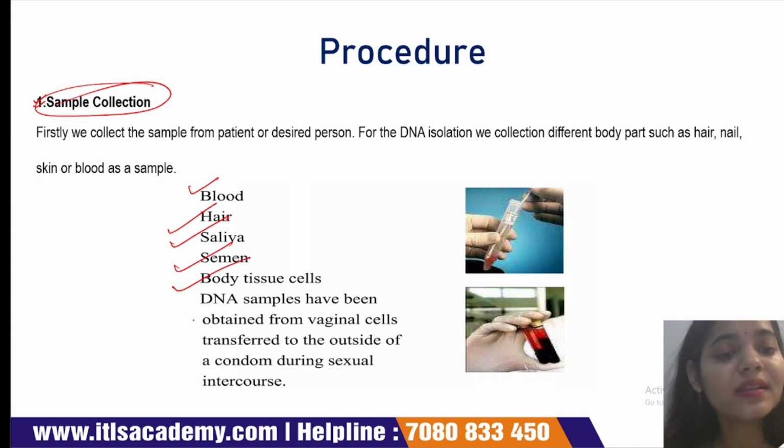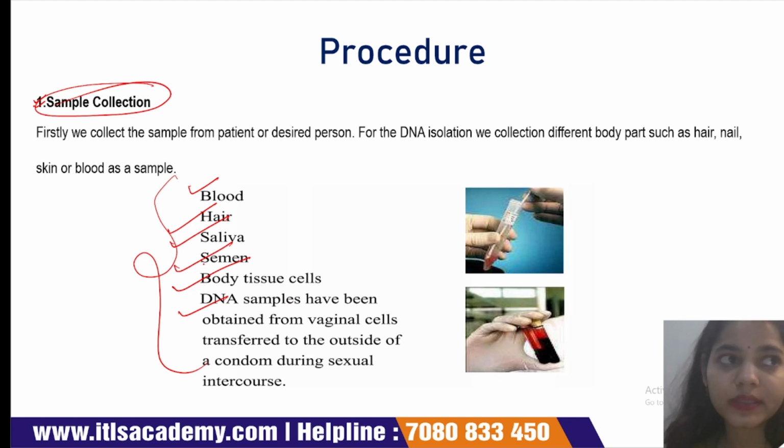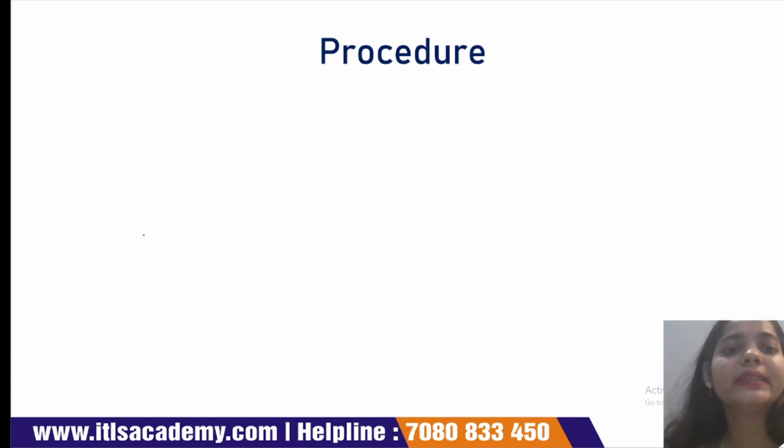DNA samples can be obtained from the vaginal cells transferred to the outside of the condom layer during sexual intercourse. These are some samples with the help of which we can easily isolate our DNA and perform further processes. After the sample collection, we isolate the DNA.